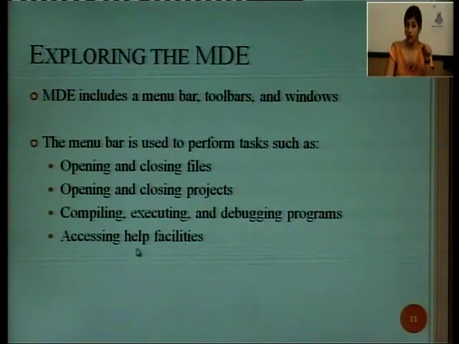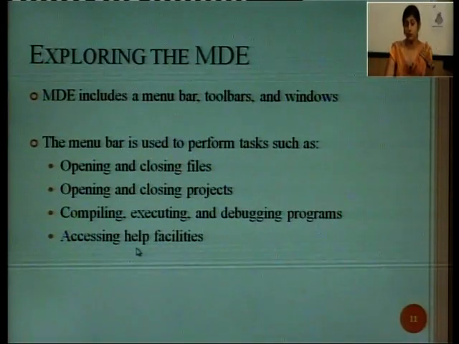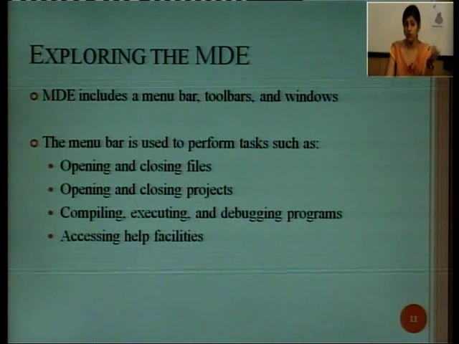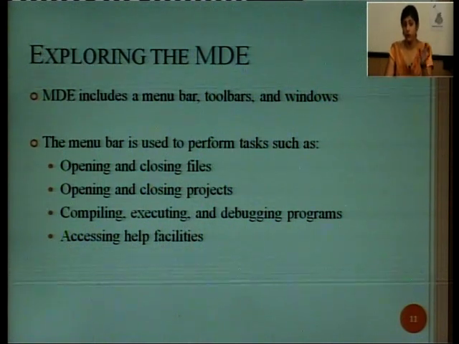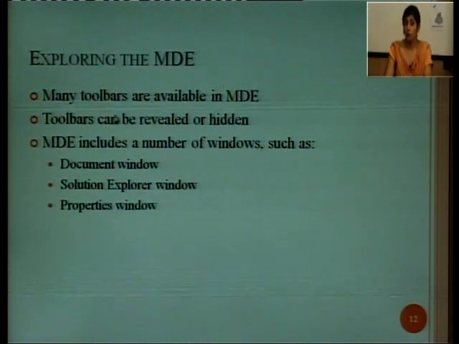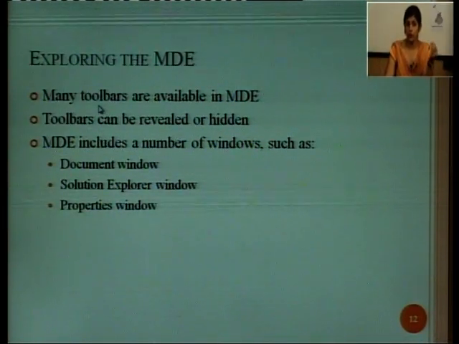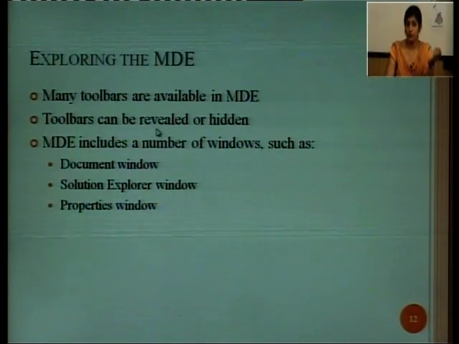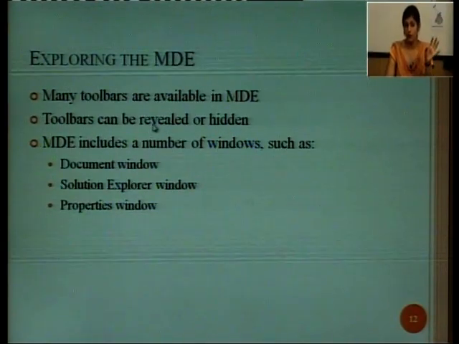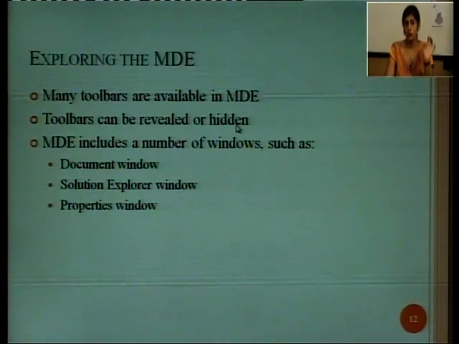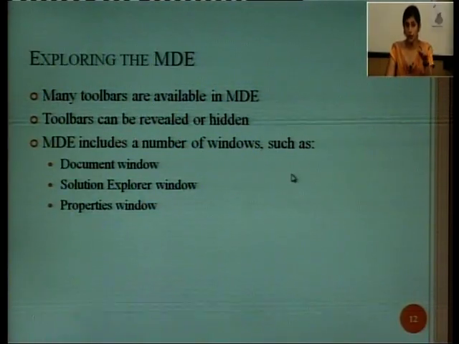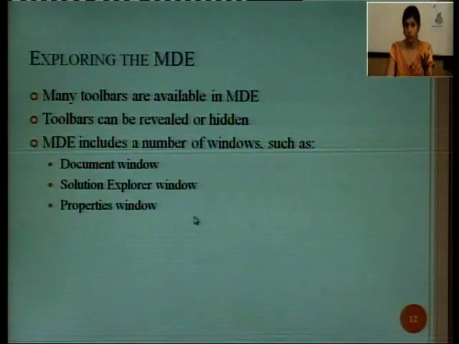By clicking on the help option, you can define what type of problem you are facing, and you can get help related to that topic. Many toolbars are also available, so it is called a Microsoft Development Environment. It is like MS Office only. It has all the tools like your MS Word, and the toolbars also. Toolbars can be revealed or hidden. You can reveal or hide the toolbars on the main window. This is in your own control.